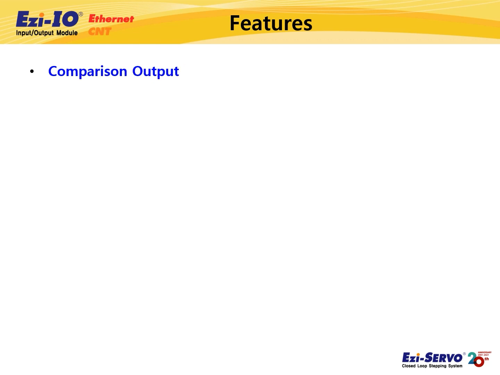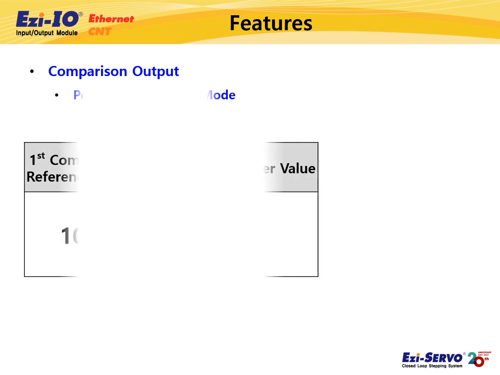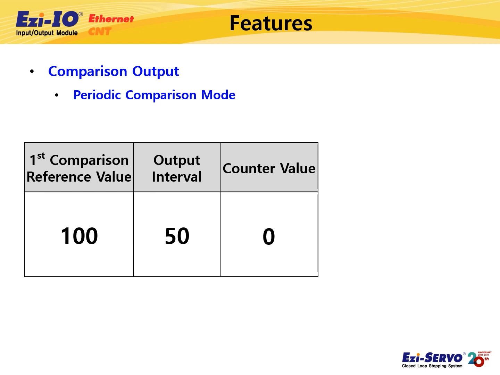Last function is comparison output. This function outputs a signal when the counter value matches the comparison reference value. Ezi-IO Ethernet CNT provides 2 comparison output modes, periodic comparison mode and sequential comparison mode. I will explain about periodic comparison mode first.